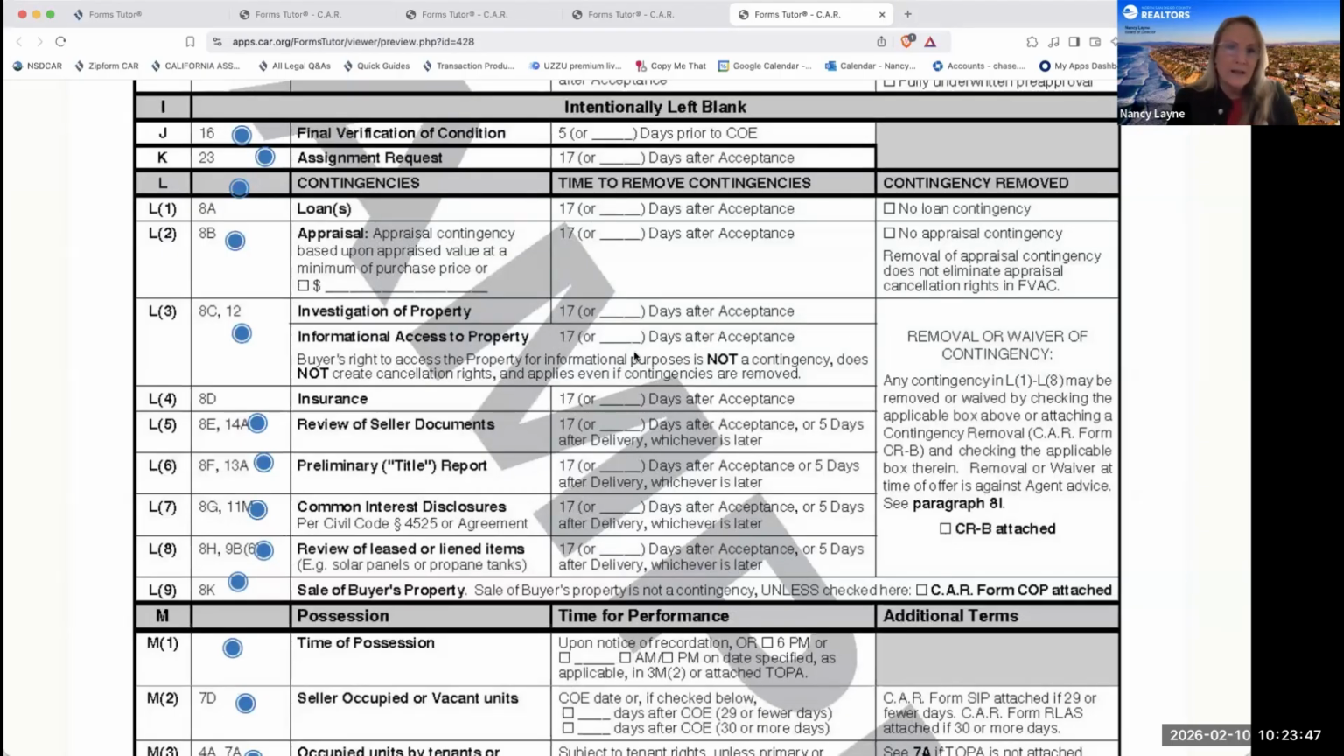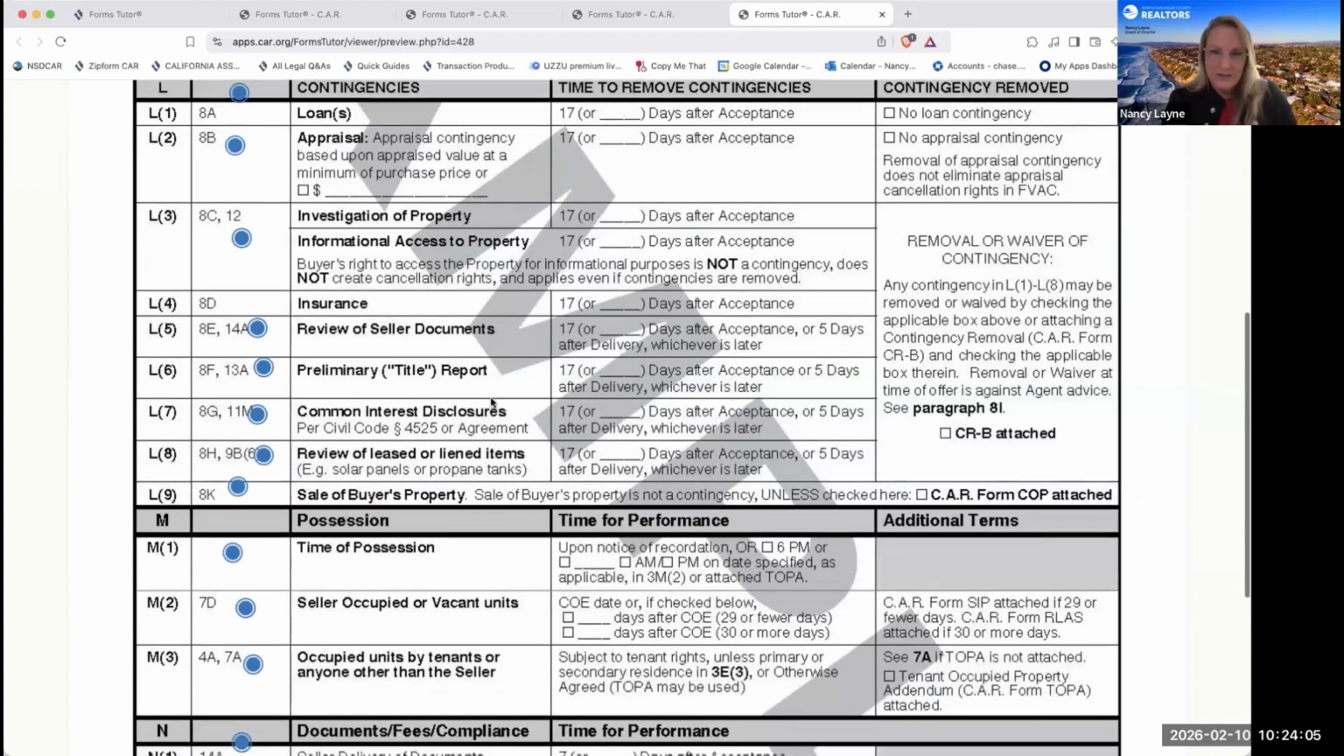This is not a right of cancellation. The informational access is just that, information. They're going to gather information. The investigation of the property, as a contingency, is based on the physical components of the property that you have checked out. Insurance has become a huge issue in the state of California.